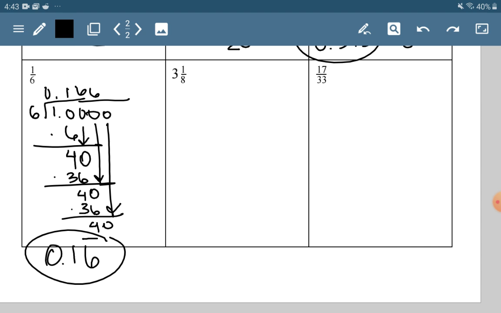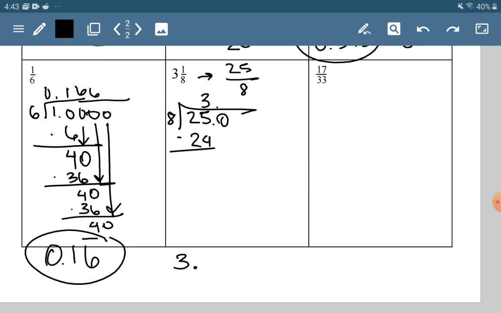For 3 and 1/8, again, you could say, I know my decimal is going to be 3 point something because that's my whole number. Or I could make that improper. 8 times 3 is 24, plus 1 is 25 over 8. Top number on the inside, bottom number on the outside, add a decimal and a 0. Again, 8 goes into 25 3 times, which we already kind of established, with 1 left over. Bring down your next digit. 8 goes into 10 1 time with 2 left over. Add a 0 to bring down.